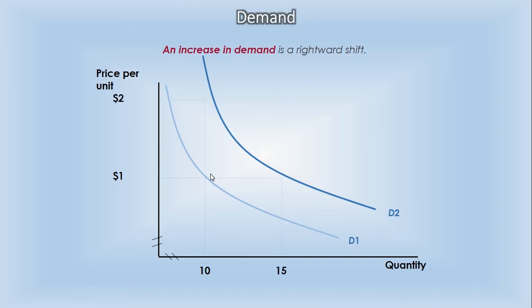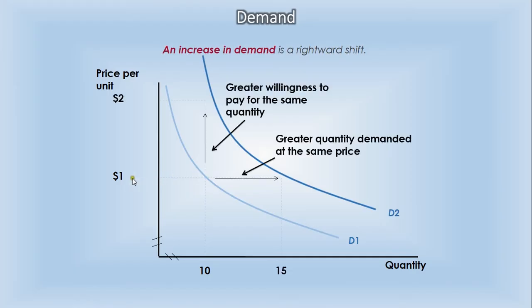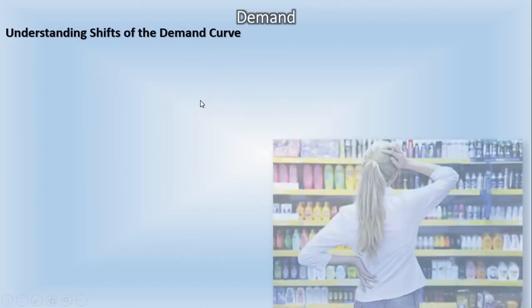So again, there's two ways to look at it. That means that at any given price, greater quantity is demanded at that price. So at $1 before, people were willing to buy 10. Now they're willing to buy 15. Or you can say that at the quantity of 10, people were willing to pay $1, but now they're willing to pay more than $1 because the demand has shifted.